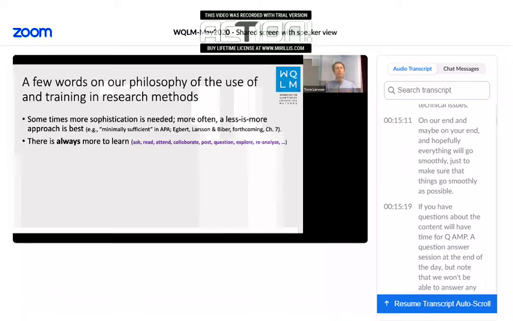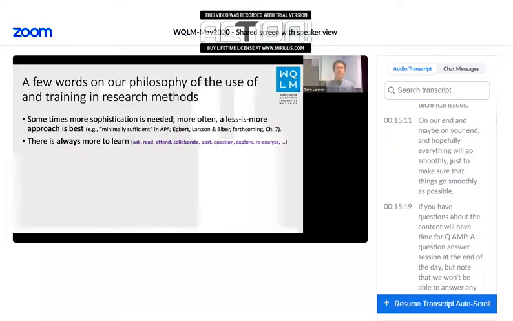But our position, for the three of us anyway, is that more often than not, a less-is-more approach is best. So we take what the APA, the American Psychological Association, refers to as a minimally sufficient approach to quantitative methods. So we're not trying to overly complicate things. Our position is, we really love good descriptive statistics, good data visualization, strong research design, these fundamentals, because everything else builds on top of that. We all like stats, but we're not all about making things more technified just for the sake of technification.